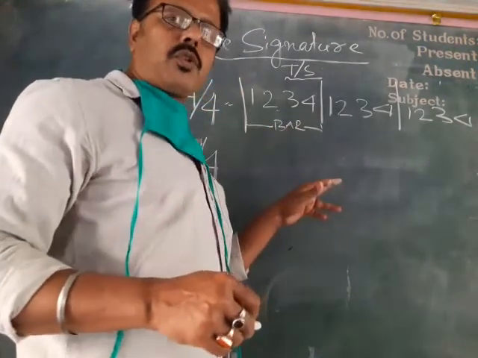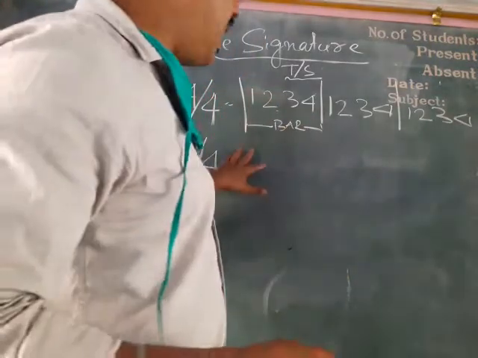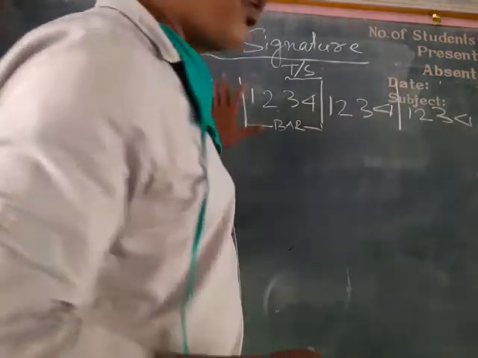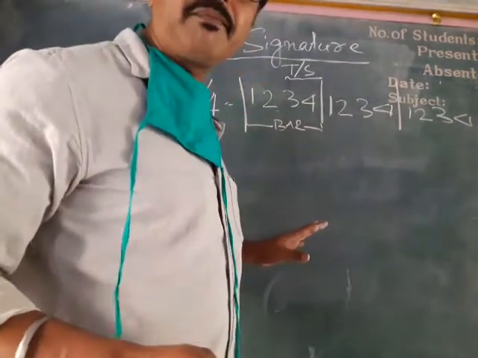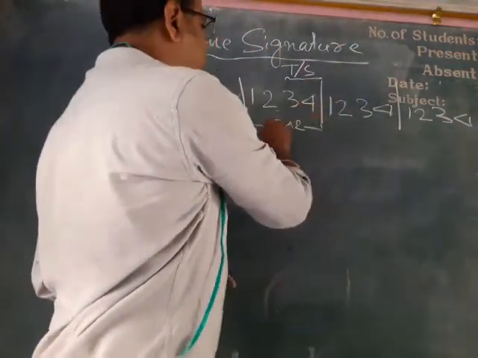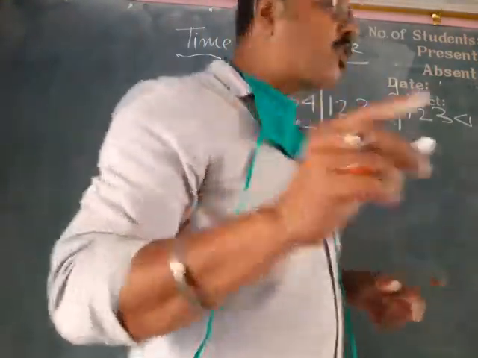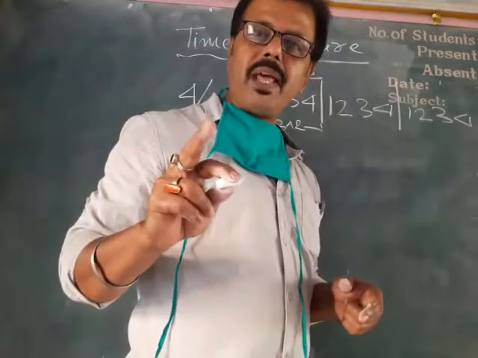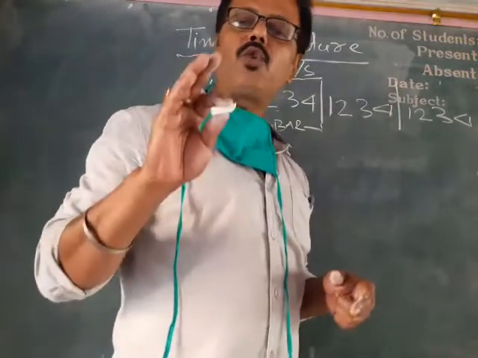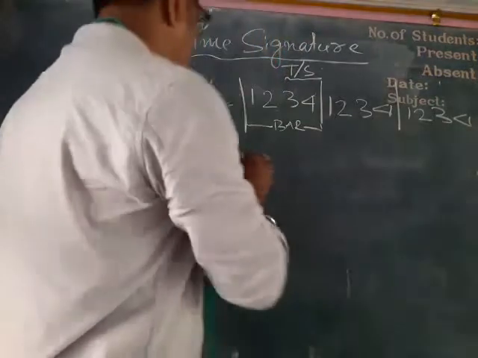You can have 2 notes also. Whatever notes you have in a bar, they should be equivalent to 4 counts. That doesn't mean 4/4 requires 4 notes. In a 4/4 time signature, in a single bar, you should have notes equivalent to 4 counts. That could be 1 semibreve, 2 minims, 4 crotchets, or 8 quavers. Got my point?